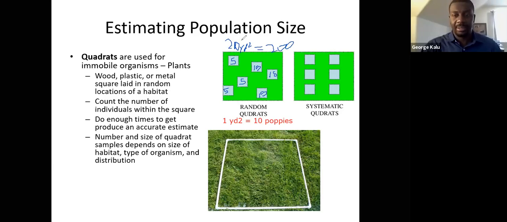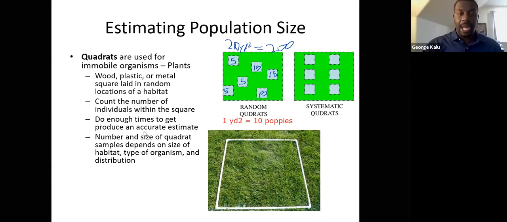It's a little bit of a confusing way of going about it, but basically you take the average, okay, and then you extrapolate that to your entire population size. So you do this enough times in order to get yourself an accurate estimate. And then from there, you can determine the average population size for that particular habitat or the entire population as a whole, just depending on what you're looking for.